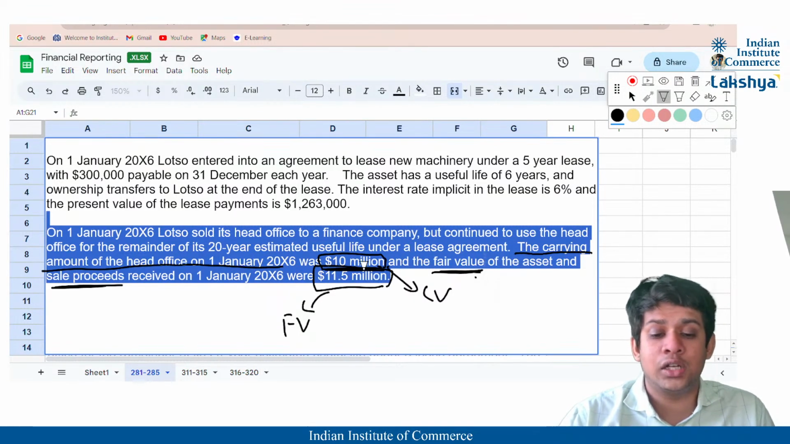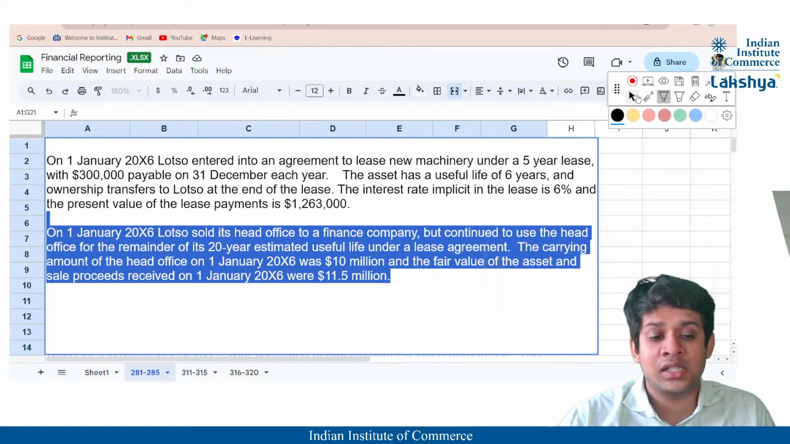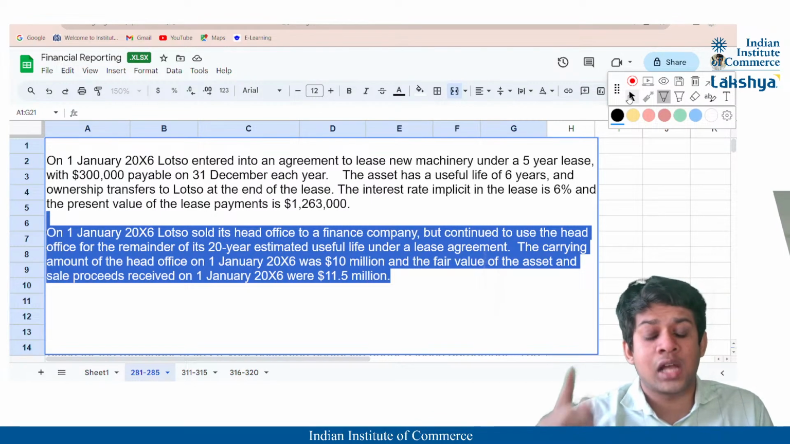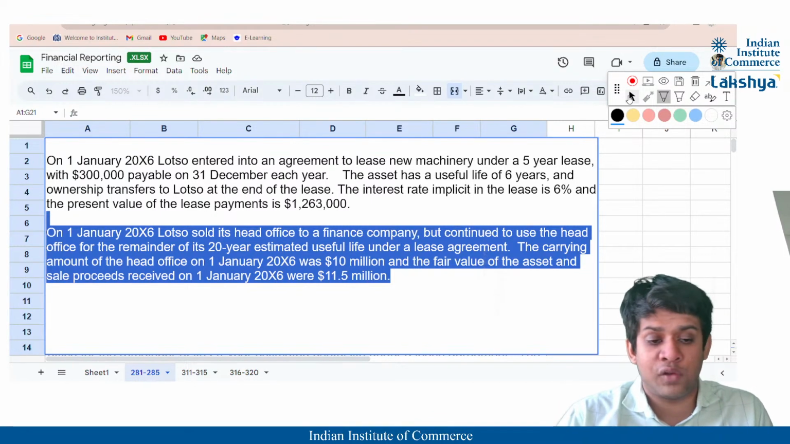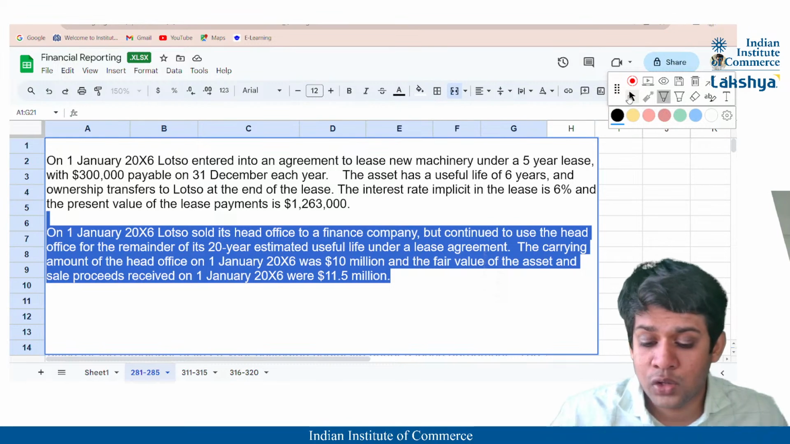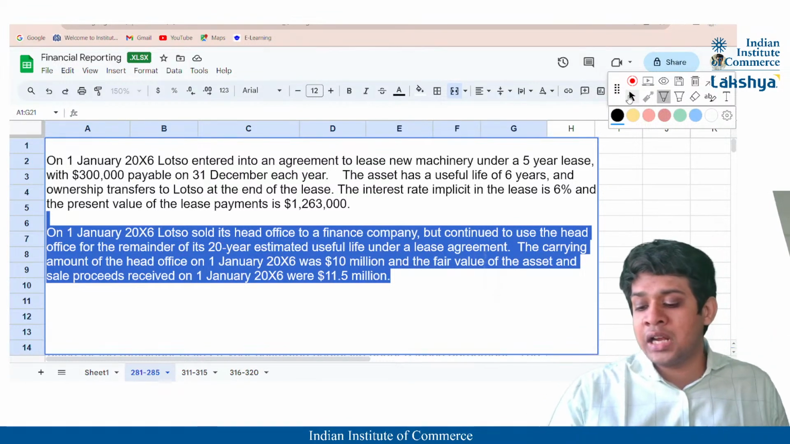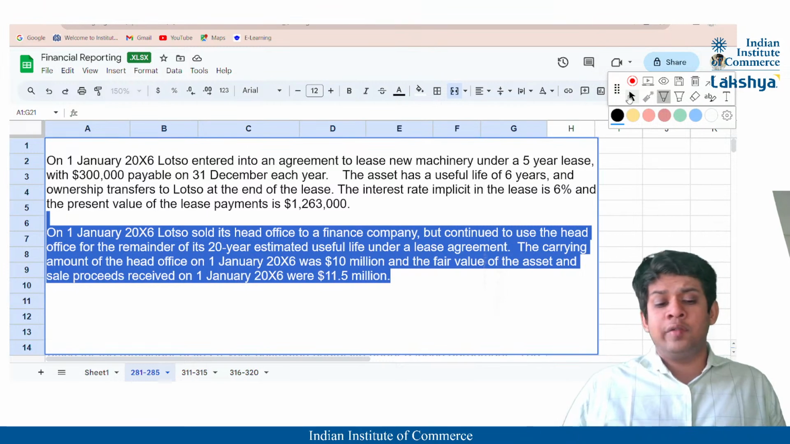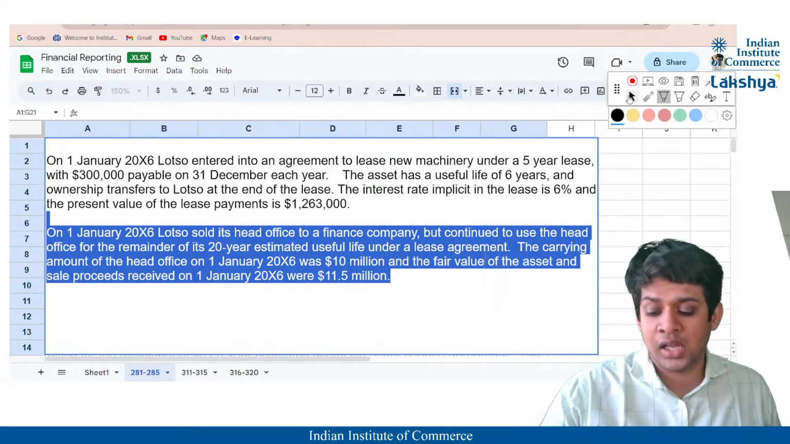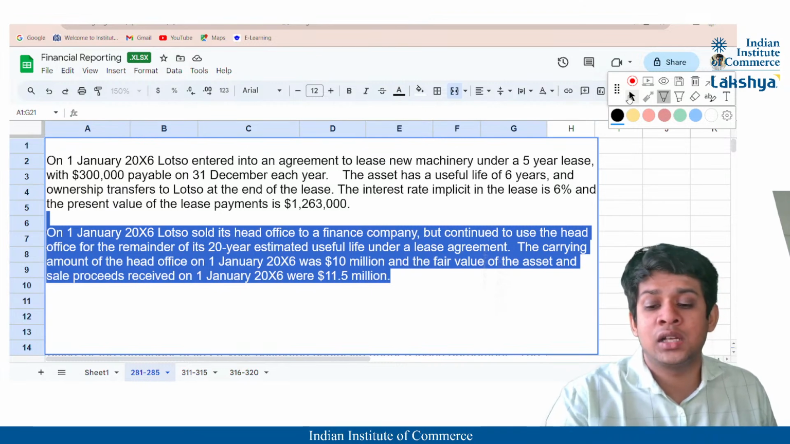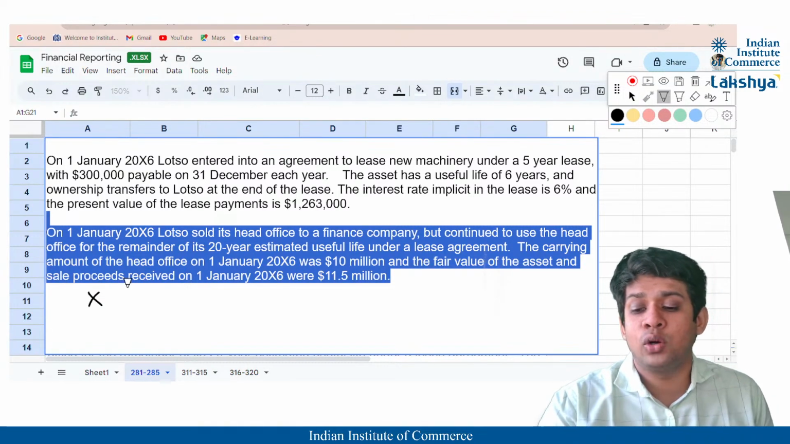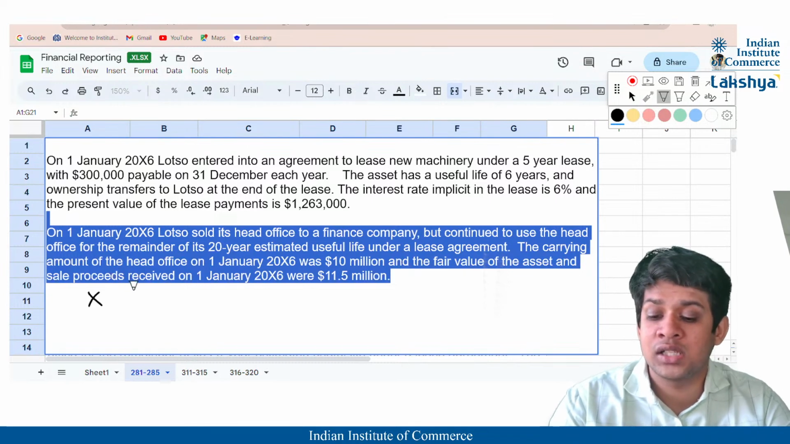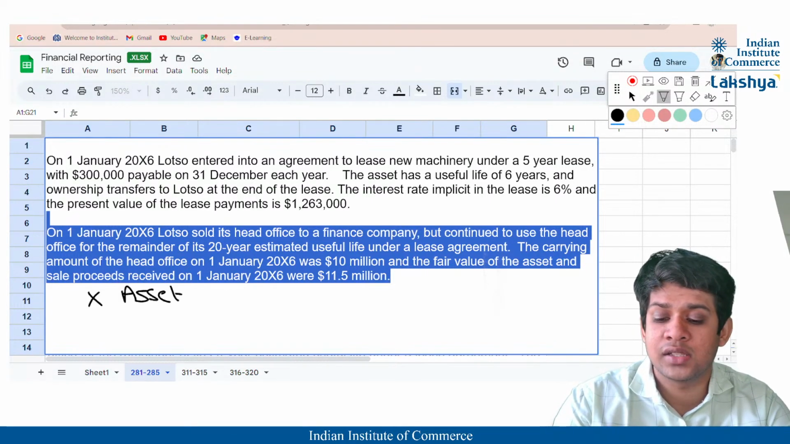But even after selling it, he continues to use it. So this is constituted as a sale and lease back. Now, in case of sale and lease back, guys, there are two types: one is when it is accounted for as a sale, and when it is not accounted for as a sale. The accounting will be different depending on what it is constituted as, right? Here they have not mentioned anywhere that it is accounted for as a sale, so we will assume that it is not accounted for as a sale. I have told you that if it is not accounted for as a sale, the asset will not be derecognized.